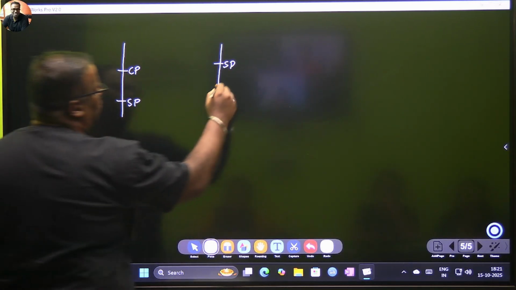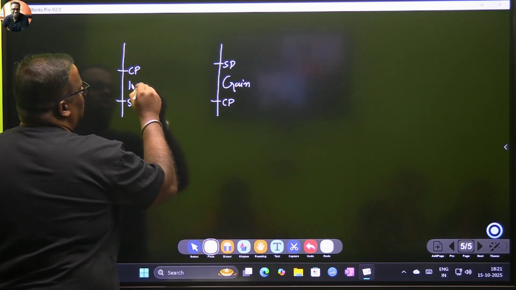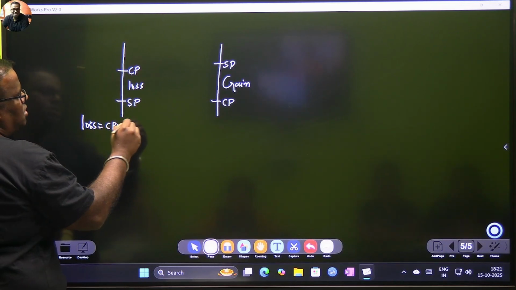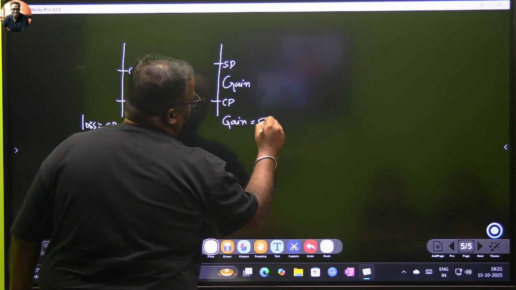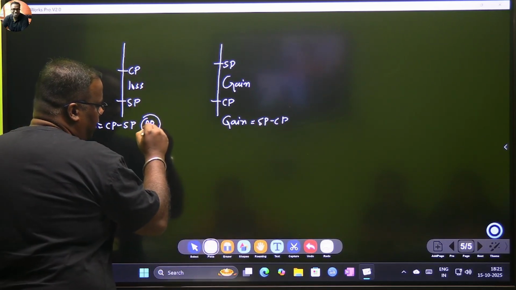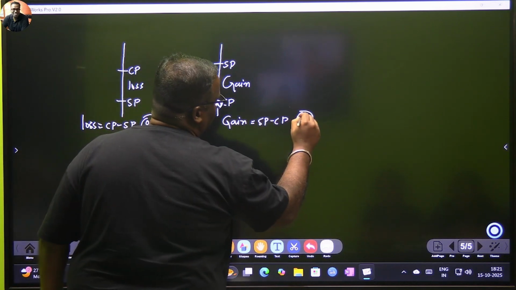Right hand side is profit. Very good. This is gain. And this is loss. So can you put some mathematics now? Loss will be CP minus SP. Yes. Gain may be SP minus CP. And this is a change. And this is also a change.